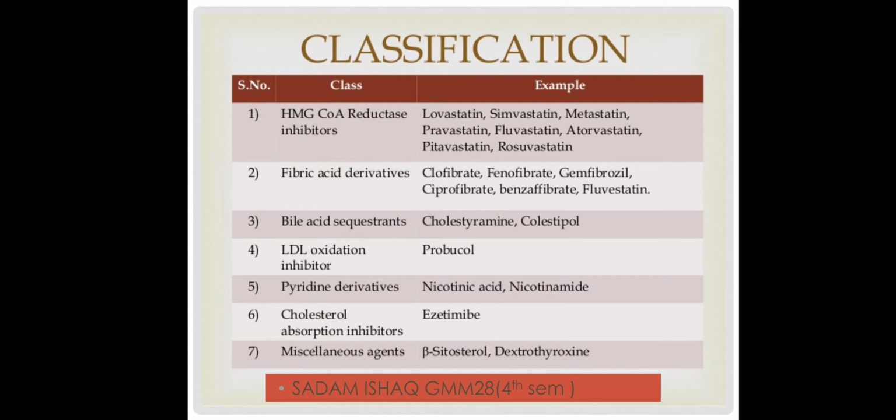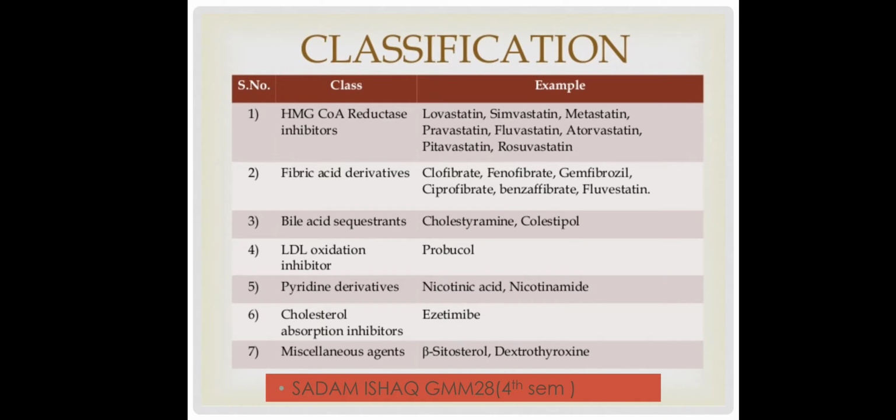The first one is HMG coenzyme A reductase inhibitors. That includes rosuvastatin, atorvastatin, pravastatin, lovastatin, and others, as you can see in the examples box. The second one is the fibric acid derivatives. That includes clofibrate, fenofibrate, bezafibrate, fluvastatin, ciprofibrate, gemfibrozil. And the third one is bile acid sequestrants.